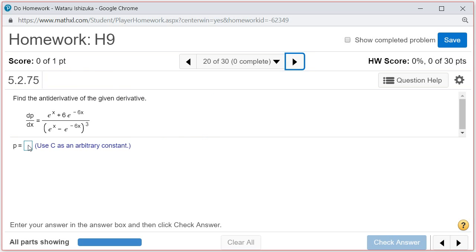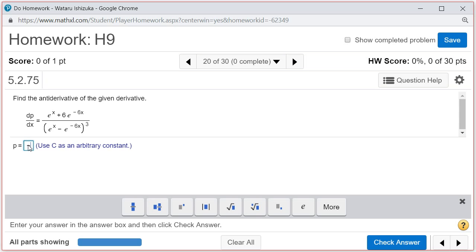So it's going to be negative 1 over 2 times the quantity e to the x minus e to the negative 6x, plus some constant c. I forgot to put the power there. It's going to be squared.